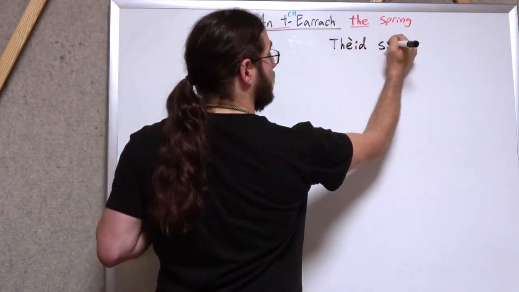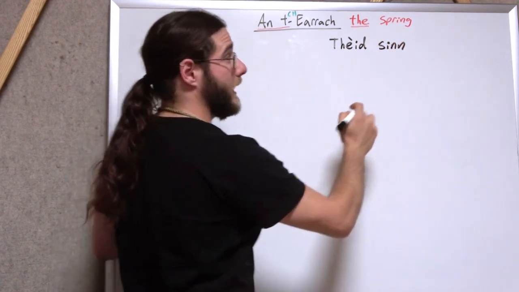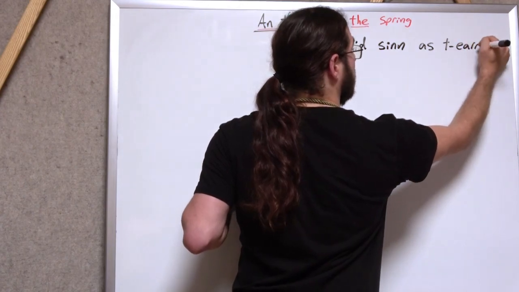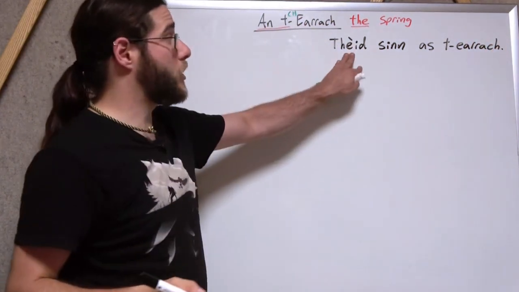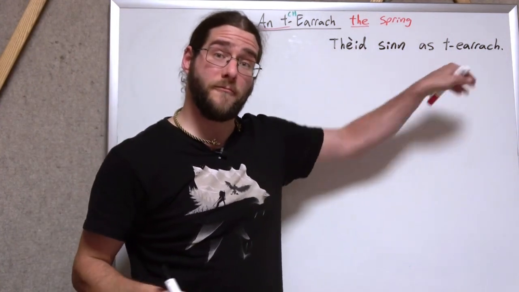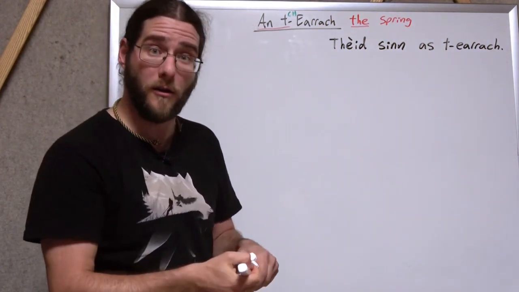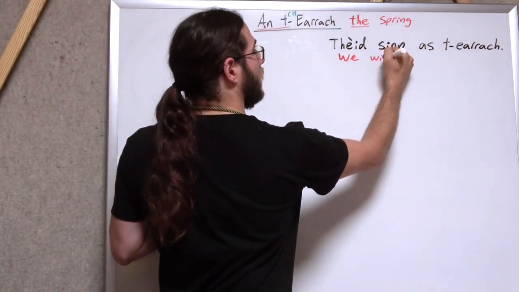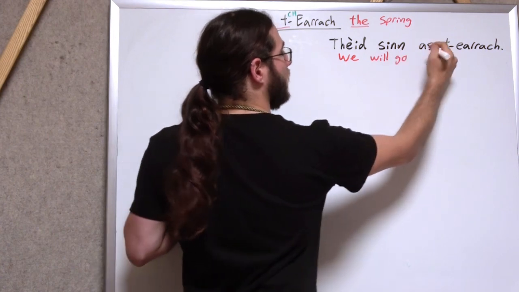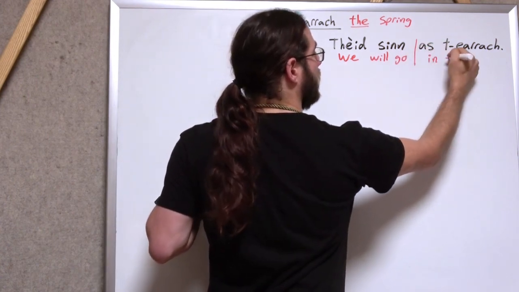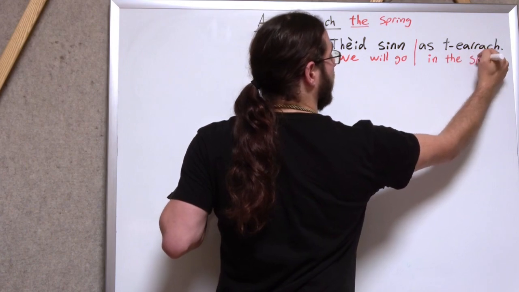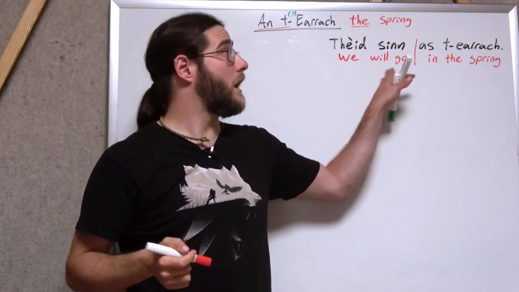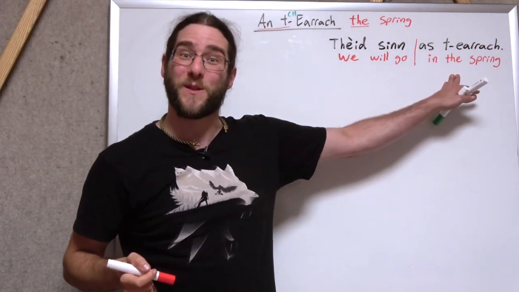Thèid sinn as t-earrach. We will go in the spring. Thèid sinn as t-earrach. We'll go in spring.